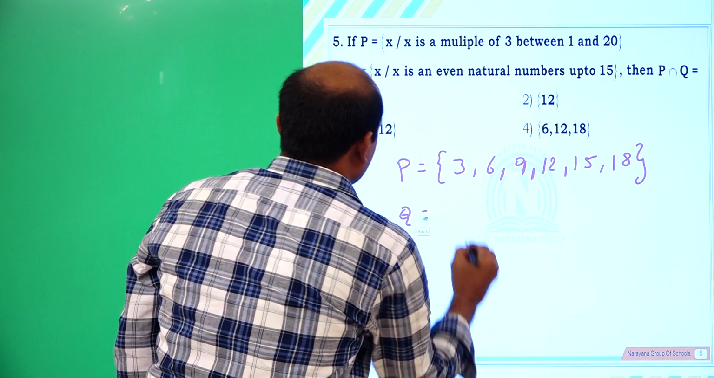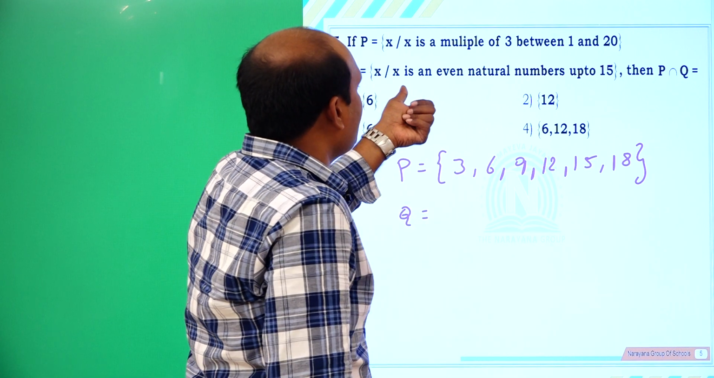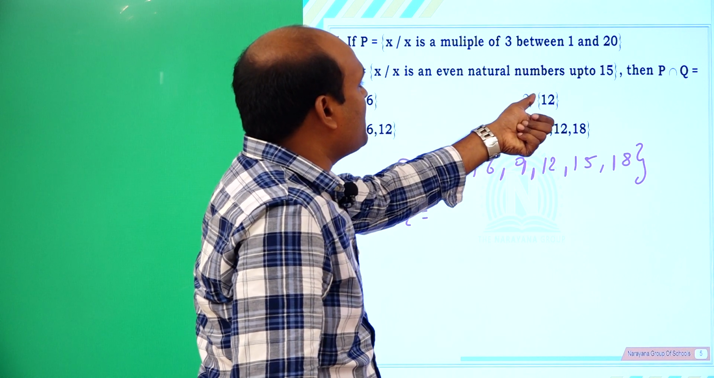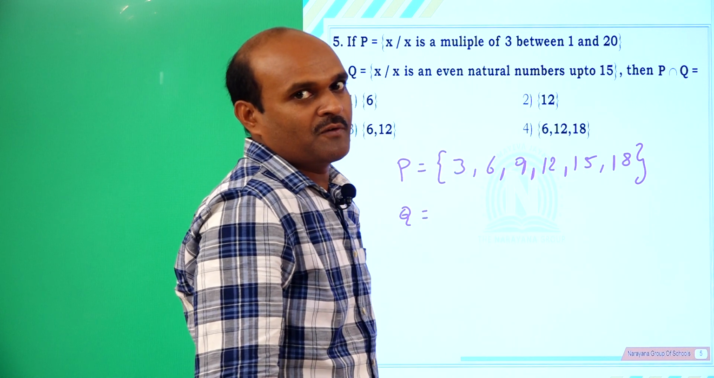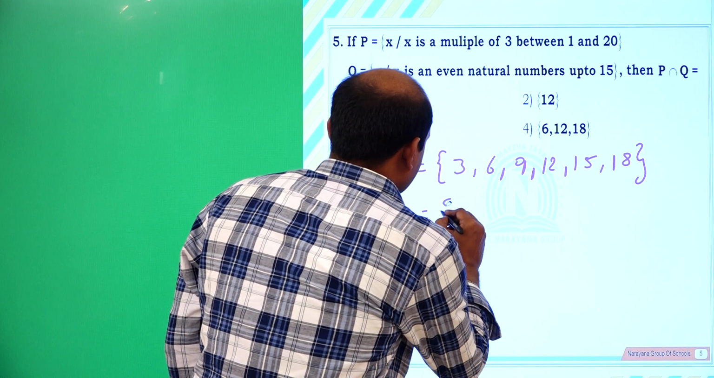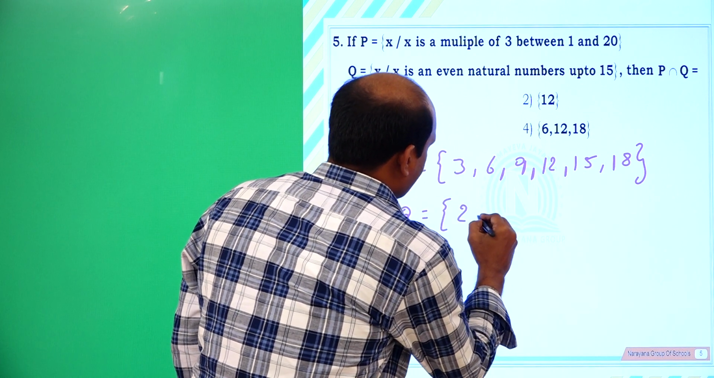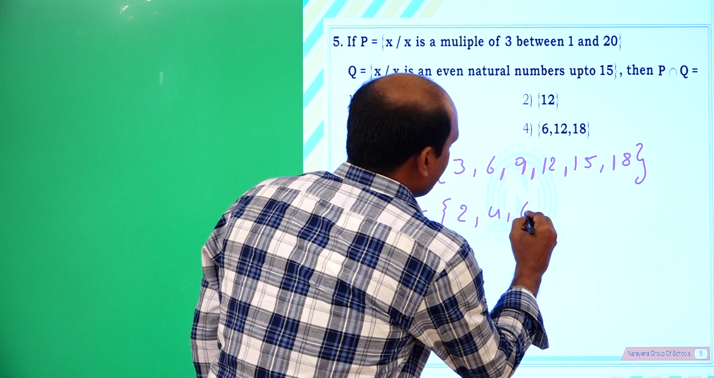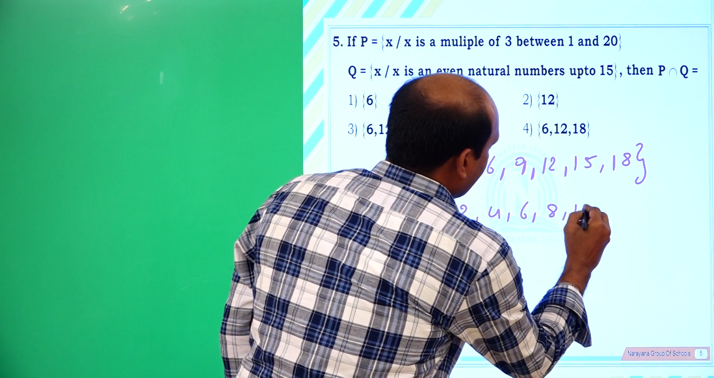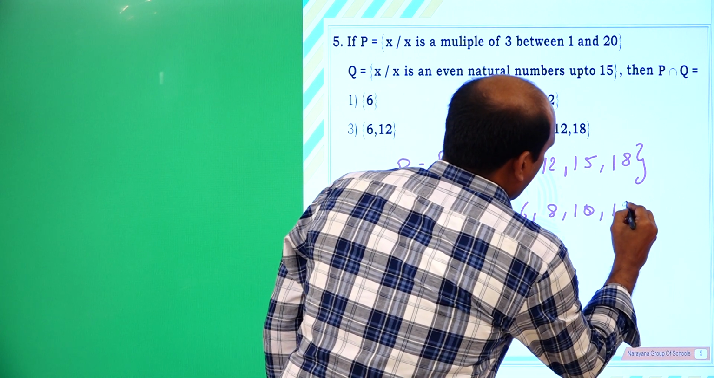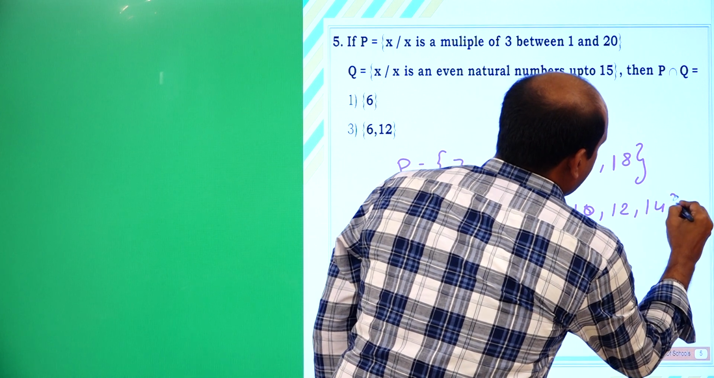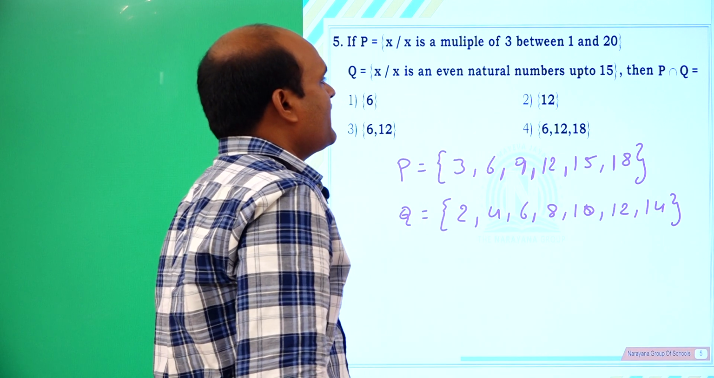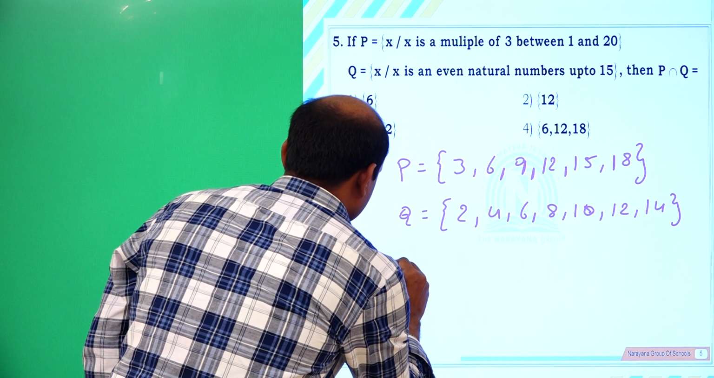Next, Q is equal to x such that x is an even natural number up to 15 only. So the even natural numbers start from 2, 4, 6, 8, 10, 12, 14. Then find P intersection Q.